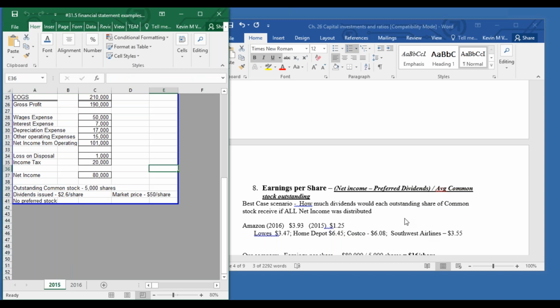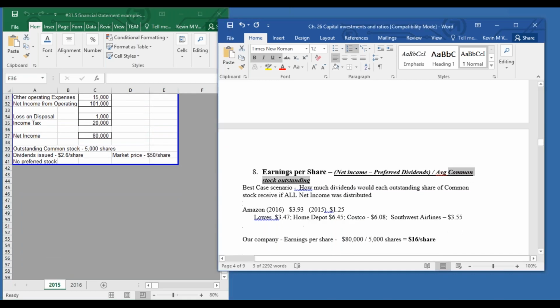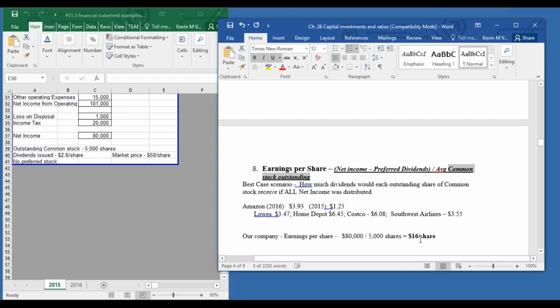So we can see then, if I gave out all my net income to my owners instead of reinvesting it in the company, how much is going to be given on a per share basis. So go ahead and figure that up and see what you get. Okay, so I took 80,000 minus 0 and divided it by 5,000 shares. What that comes out to be is $16 a share. And then I compare to these other companies, and I'm doing really well. Best case scenario.